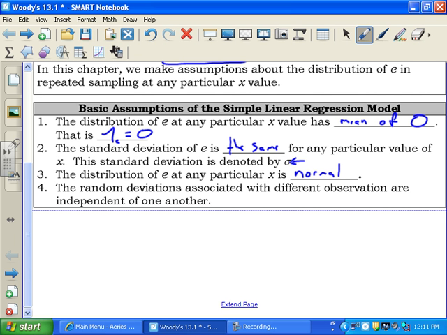Okay? So we have a normal distribution, and what I want to look at right now is that fourth one, and it says the random deviations associated with different observations are independent of one another. If you look, please, just at parts 3 and 4, remember when I talk about assumptions or justifications as why you're doing what statistic with what statistic? Usually it's the big 3: random, independent, and normal, correct? What do you notice about here?